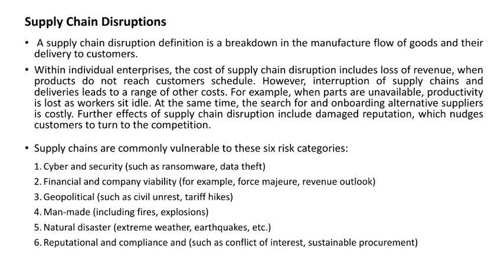Right? What could be the causes of this? There are 6 categories: cyber and security, financial and company viability, geopolitics, man-made disasters, natural disasters, and reputation and compliance.